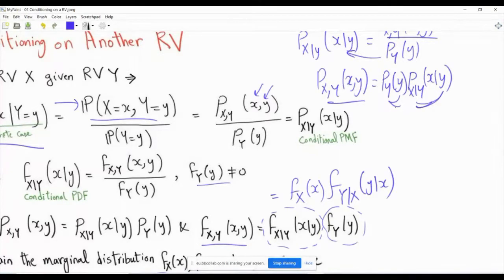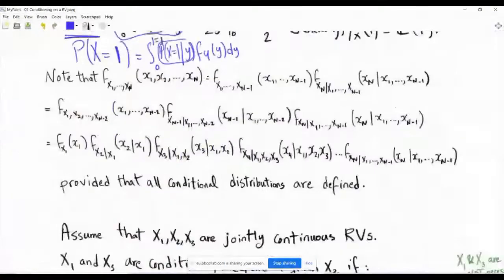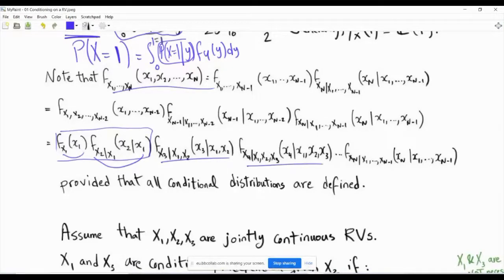Okay, so you can basically extend this. It's not difficult to see that this is extendable, and then you can write down the distribution of n variables: the distribution of x1 times the distribution of x2 given x1. Note that these two together, their multiplication, will give you the joint distribution of x1 and x2. Then you multiply by the conditional distribution of x3 given the two previous variables, x1 and x2, and then you multiply by the distribution of x4 given x1, x2, x3, and so on.